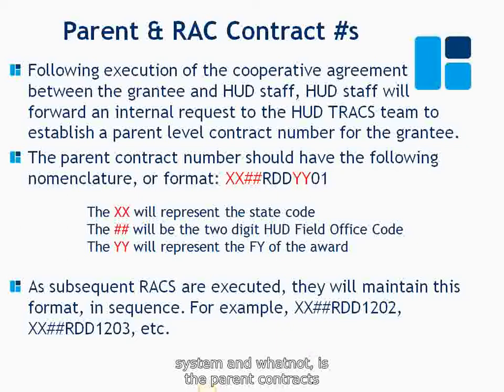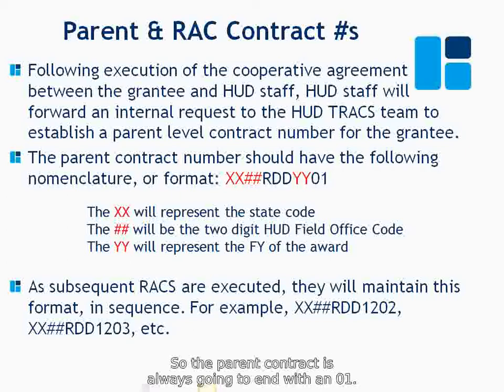And I've shown that to you on the screen, where the format of the contract number is always going to start with a state 2-digit abbreviation, followed by whatever field office you're associated with. And then you will see the RDD, followed by the fiscal year for your award. And then the sequential numbering will start. So the parent contract is always going to end with an 01. And then the first child rack that's executed will follow as an 02, 03, 04, and so on.